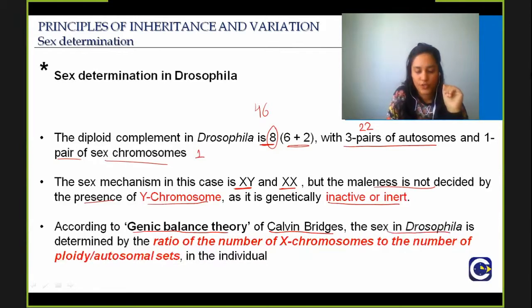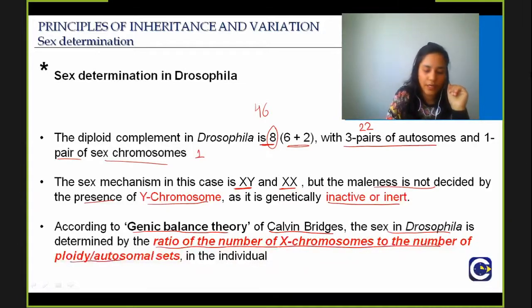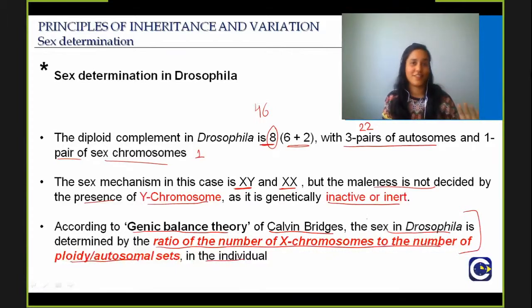The sex in Drosophila is determined by the ratio of the number of X chromosomes to the number of ploidy autosomes in the individual. Exactly how you will find it in books. This is exactly copy-pasted from the books. So you have to memorize it. Okay? No, we'll try to understand it first, and then it will automatically be memorized. So, ratio of number of X chromosomes to the number of autosomal sets. So let's go to the next slide.